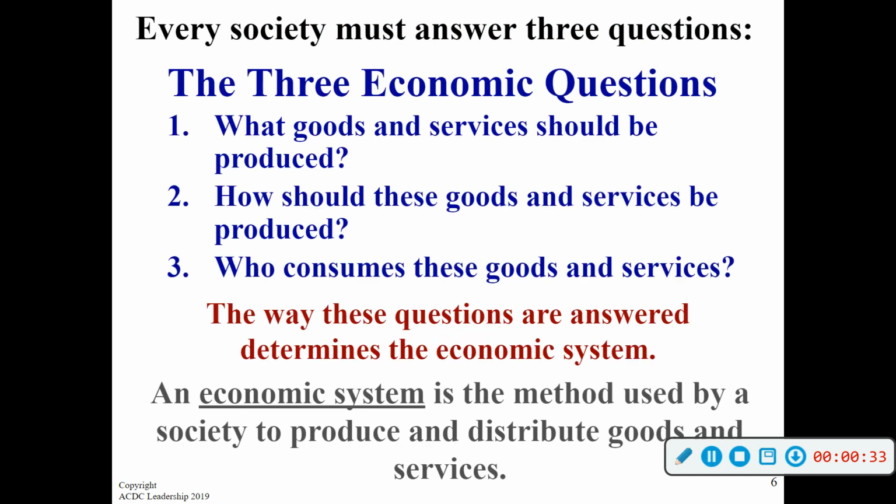So, there are 3 economic questions that all societies have to answer. And ultimately, how you answer these determines what kind of economic system you're in. What are we going to produce? How are we going to produce it? Who's going to get it? If you answer these 3 questions with consumers and producers, or private citizens, or individuals, you're in some kind of free market or capitalist mode. If you answer these 3 questions with the government, you're in some kind of command or centrally planned economy, i.e. socialism, communism. And so, it depends on how these 3 questions are answered.